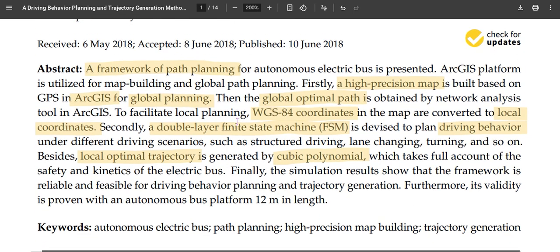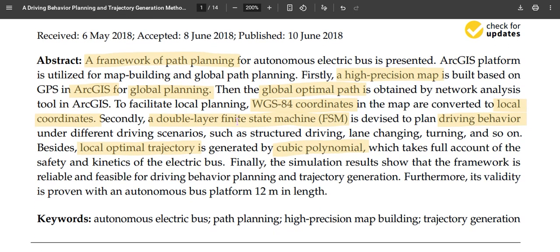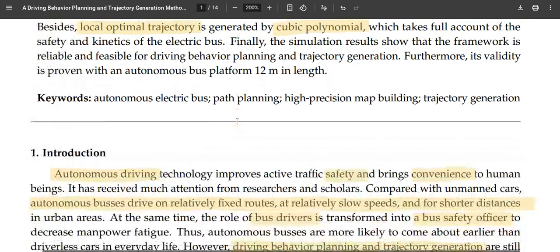Then for local planning, they used double layer finite state machines for modeling driving behavior in behavior planning. And they utilized a parameterized cubic polynomial for the local trajectory generation for the path tracking.